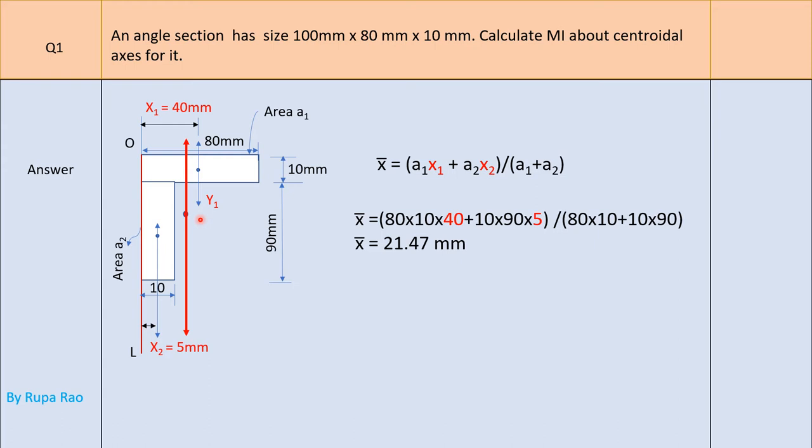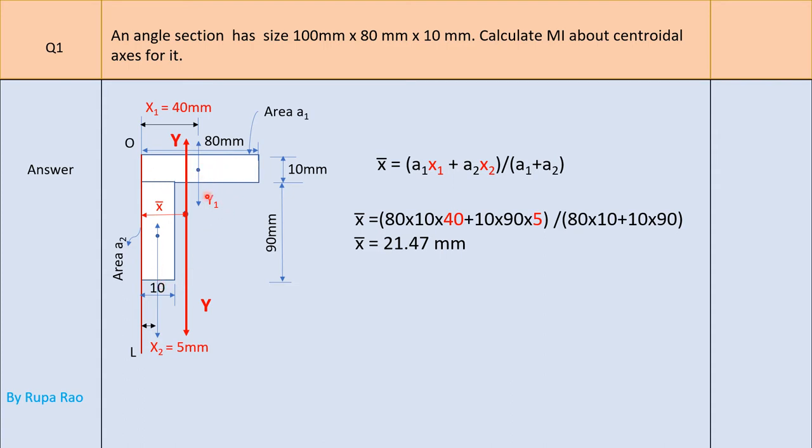Now this is, say, the axis xx for the angle section, and its distance from the reference line up to this axis is x bar. Here I am showing the x bar, and that is 21.47, which we got here. Now, from this axis y1 up to this axis yy, the centroidal axis for the L section.